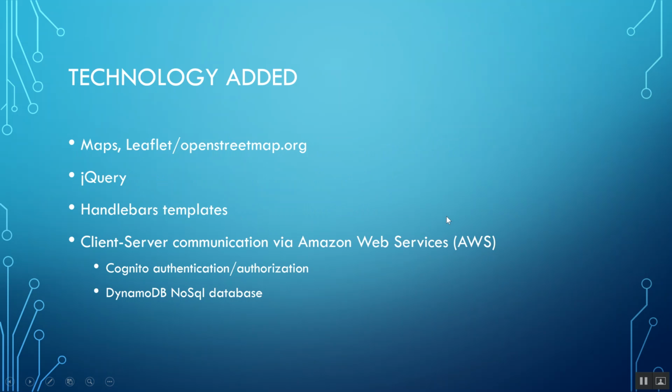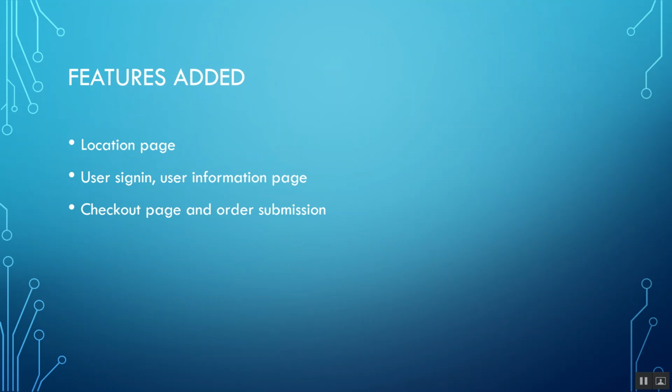From this quarter, I added maps, Leaflet, jQuery, Handlebars templates, and added client-server communication using Amazon Web Services, specifically Cognito for user authentication and authorization, and DynamoDB for NoSQL databases. This includes a location page, a user sign-in and information page, and a checkout and order submission page.